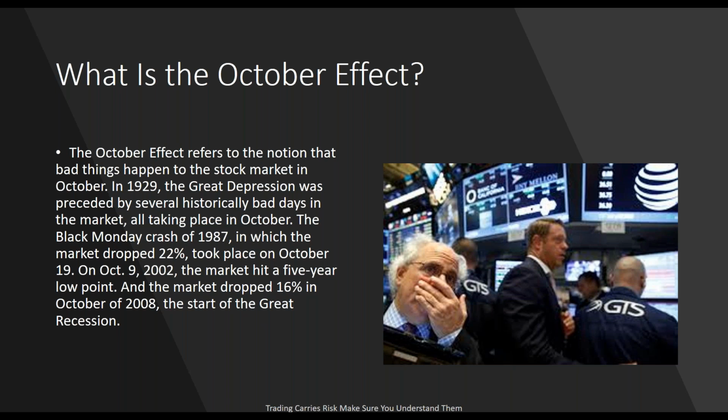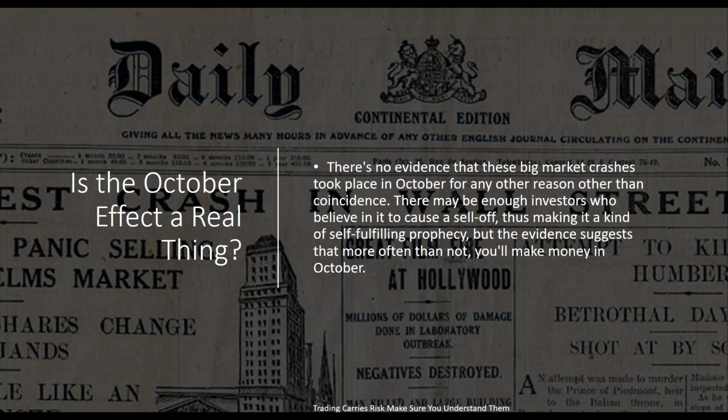Do you remember that? The day that financial markets went crazy. You know, with Lehman Brothers tanking, the whole world went upside down. All of us can remember that. We're just coming out of that financial crisis. So now there's no evidence that these big market crashes that took place in October happened for any reason other than coincidence.